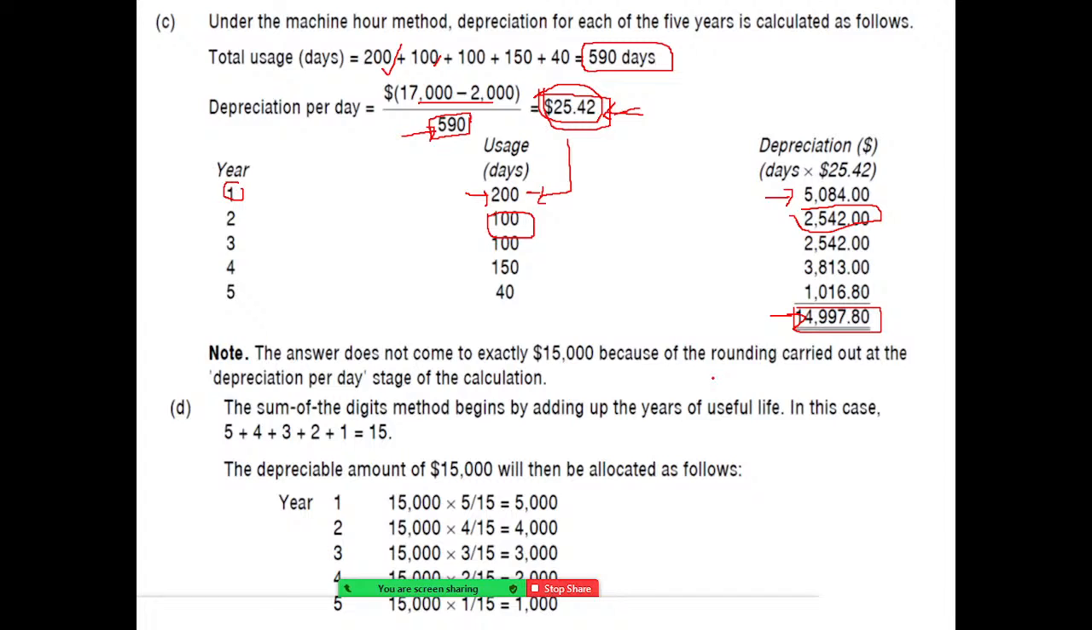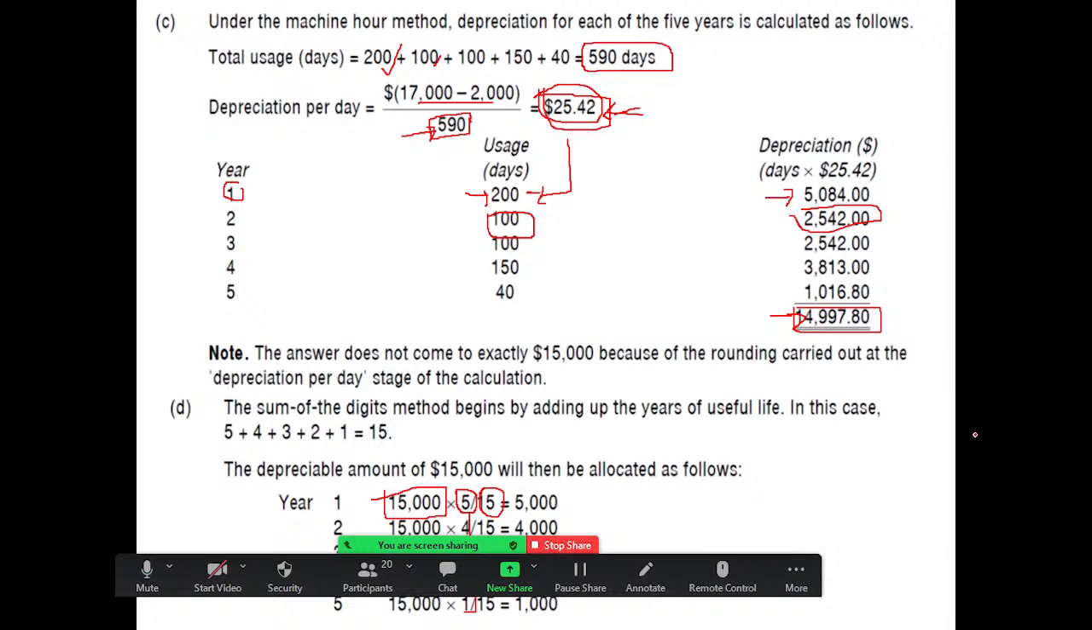The sum of digits method begins by adding up the years of useful life. In this case 5, 4, 3, 2, 1, which adds up to 15. For the first year, 15,000 is the depreciable amount. The sum of digits is 5, so the first year it can be used for 5 years, and the total sum of digits is 15. So likewise we have to do this.